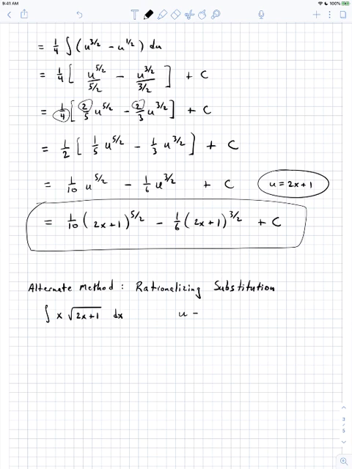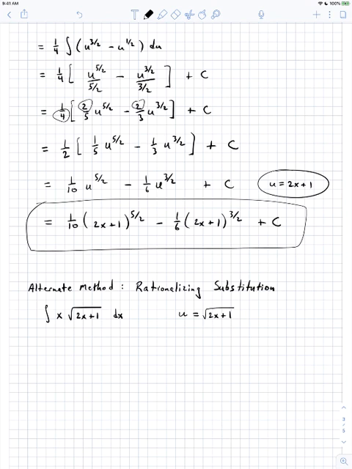So let's let u not be 2x plus 1, but let's let it be the square root of 2x plus 1. Now you have to be very careful when you're doing a substitution like this. The result will be that there won't be a square root. However, there's a price that you have to pay. Namely, computing the du is a little bit more complicated.